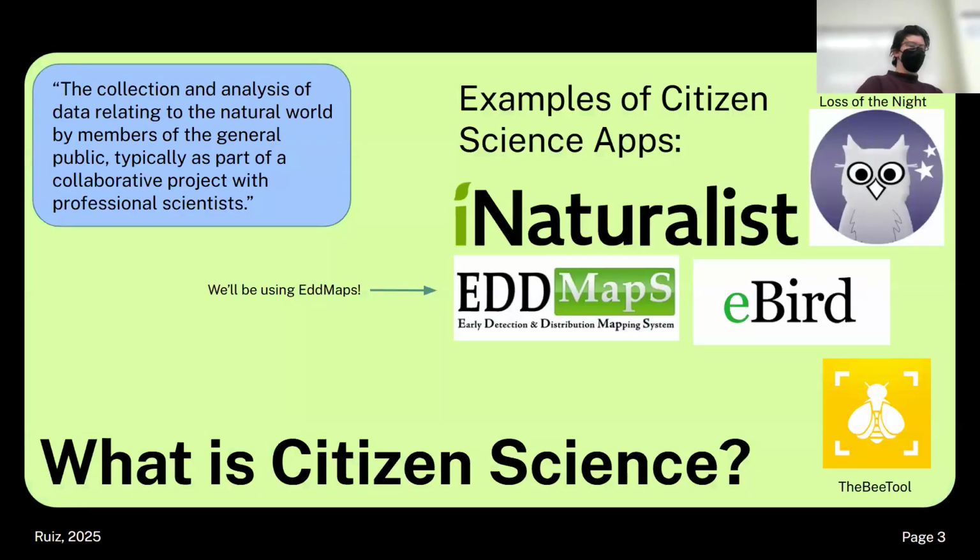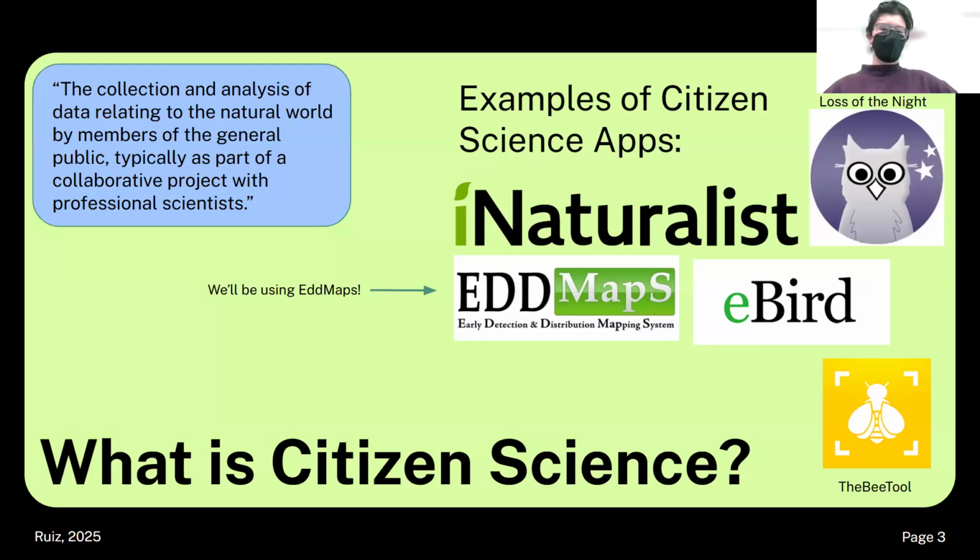So what is citizen science? It is the collection and analysis of data related to the natural world by members of the general public, typically as part of a collaborative project with professional scientists. Now, the landscape of citizen science has changed a lot with the introduction of smartphones into our lives. We essentially have a GPS in our pocket, anyone with a modern smartphone. So we have this really cool ability to contribute to various citizen science projects. A lot of these are apps that you can download, and a lot of them are free.